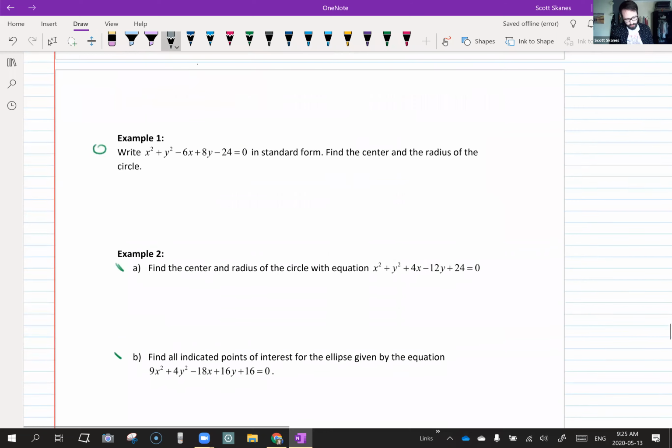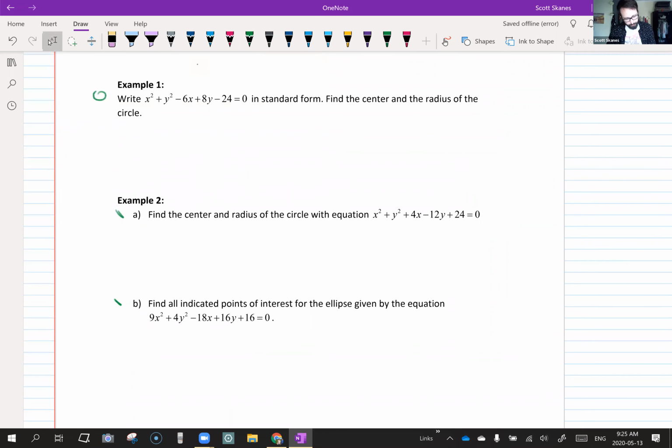So let's just go ahead and do it. Example 1. Let's take a look. We have x squared here. We have negative 6x here. We need to collect those, put them together. So we have x squared minus 6x. All right, we've collected the x terms. Now let's collect the y terms. We have a y squared and an 8y. And then I'm moving the number to the other side.